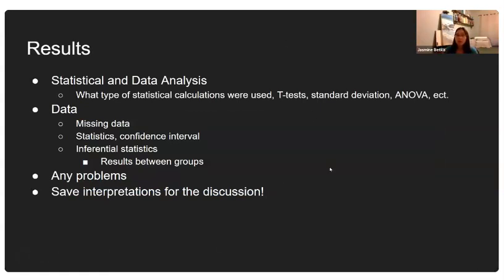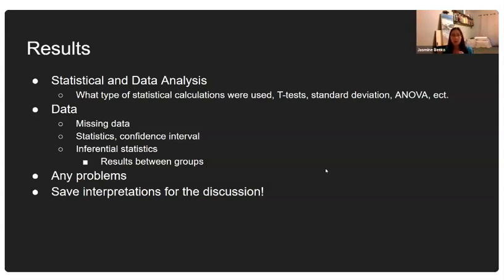And I know results sounds like, okay, well, this is what happens and this is what it means, but you actually want to save all the interpretations for the discussion portion, which is next. So the results is really the statistical and data analysis of the data you gathered. So what type of statistical calculations were used? Was it a t-test? Did you calculate standard deviation, ANOVA, etc.? You're going to want to walk through all of those statistical and data analysis points.